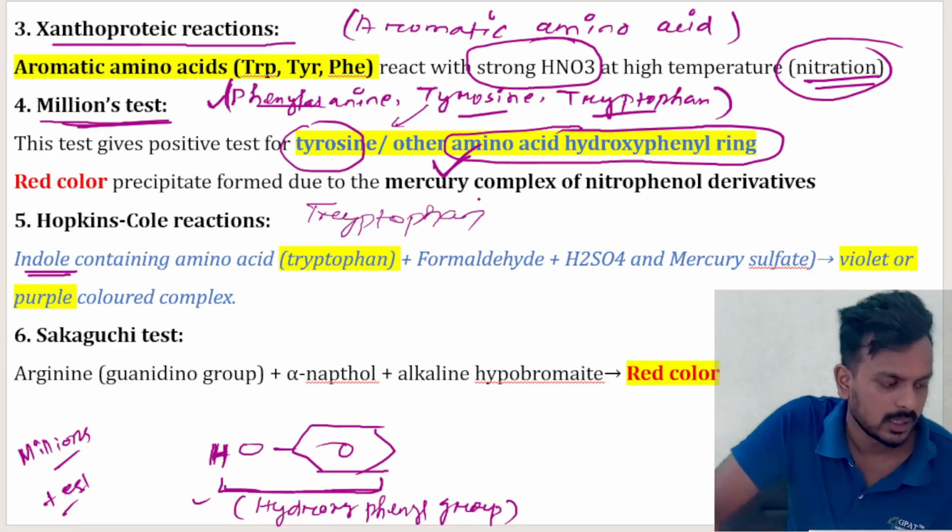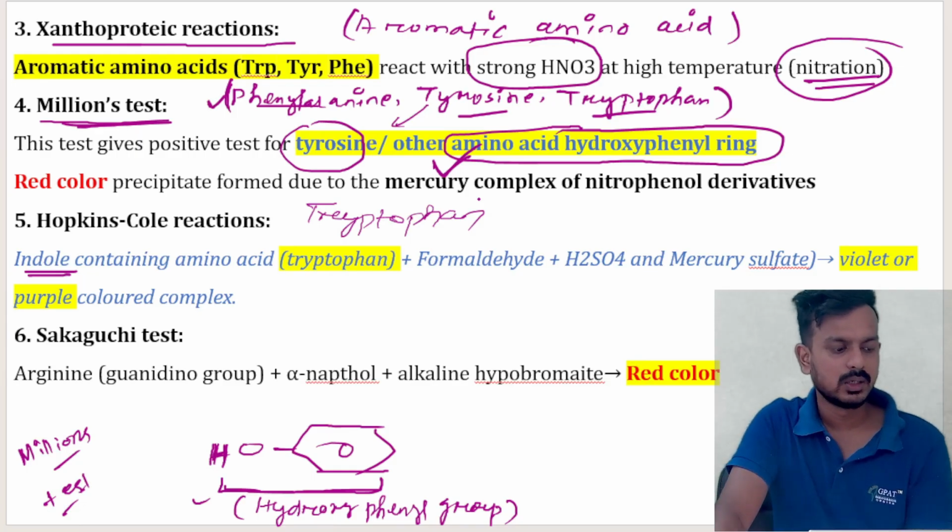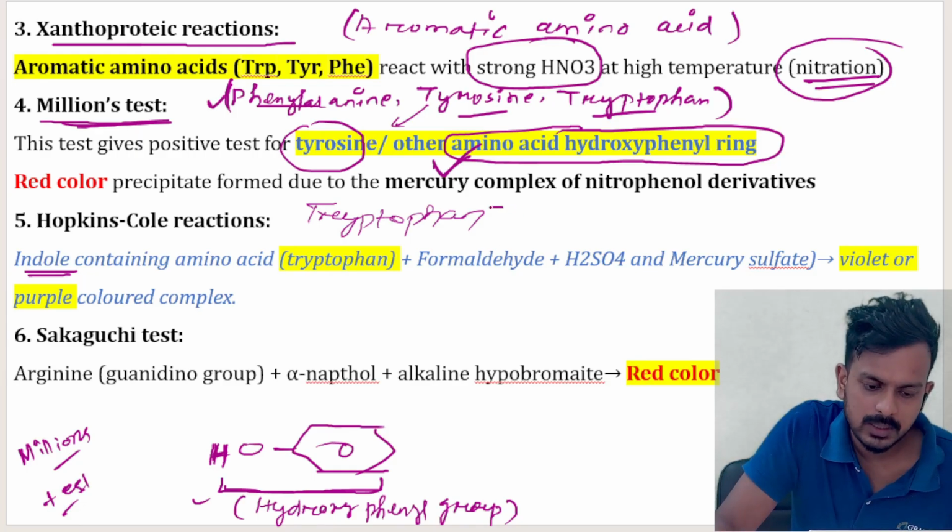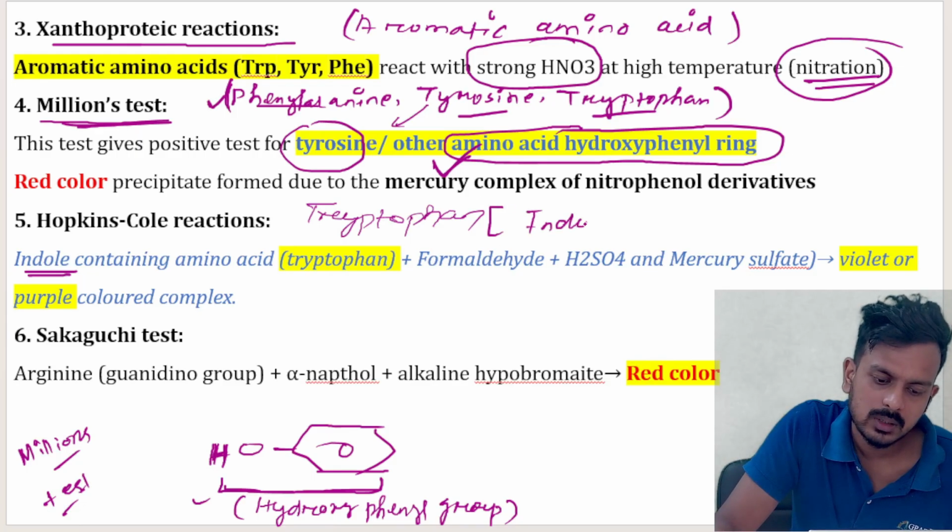What is the name of that amino acid? The name of that amino acid is tryptophan. So tryptophan basically contains which ring? It contains the indole ring. Which ring should it have? It should have the indole ring.